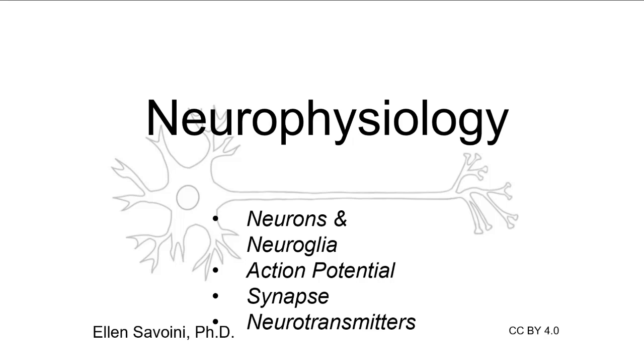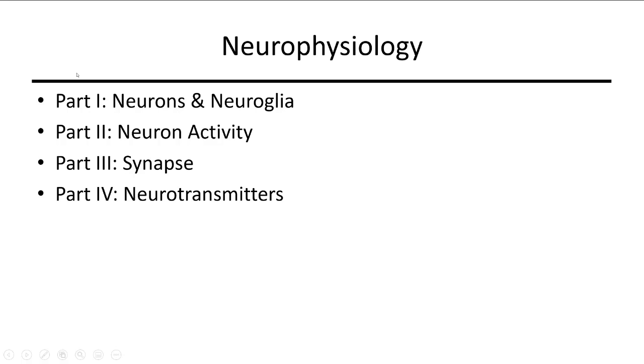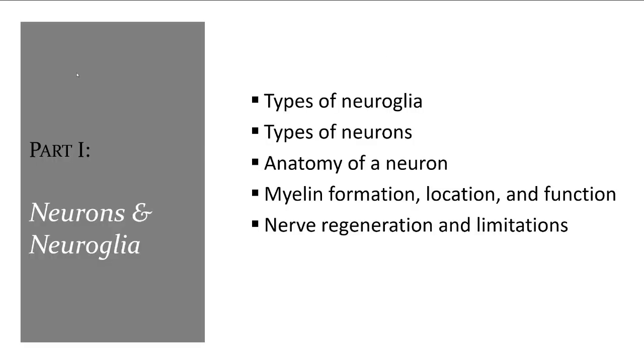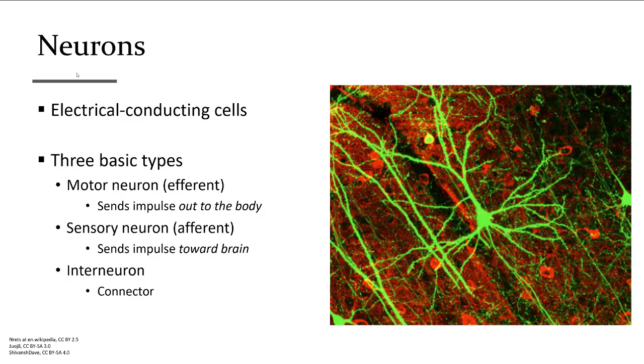Neurophysiology. There are 4 parts: neurons, neuroglia, talk about neuron activity, a synapse from one neuron to another tissue, and neurotransmitters. We're going to look at the different types of neuroglia and neurons and basic neuron anatomy. A neuron conducts electrical impulses.